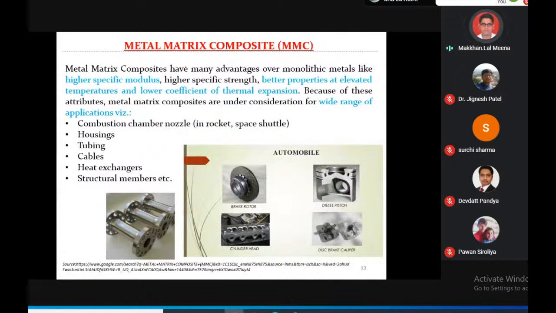So this is known as metal matrix composites. Metal matrix composites have many advantages over monolithic metals like higher specific modulus, high specific strength, better properties at elevated temperature, and lower coefficient of thermal expansion. Because of these attributes, metal matrix composites are under consideration for a wide range of applications. Examples are used in space shuttles, rockets, housing, tubing, cables, heat exchangers, structural members, and many more. A few examples in our slides: brake rotor, diesel piston, cylinder head, disc brake caliper.